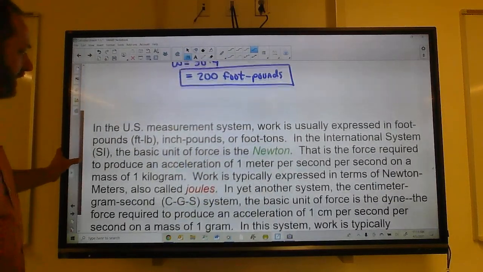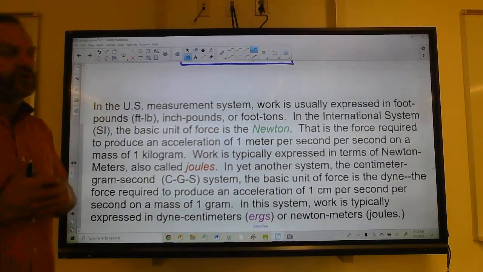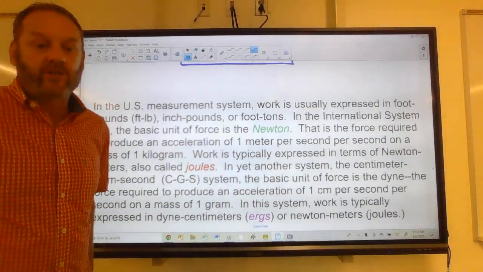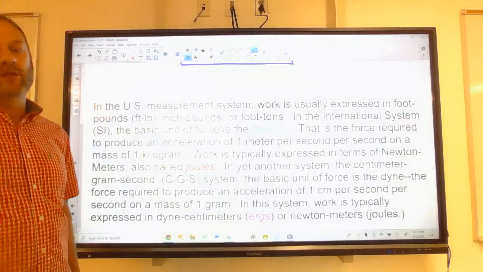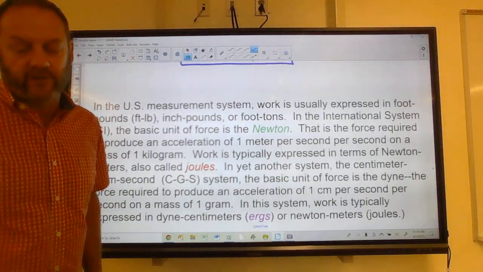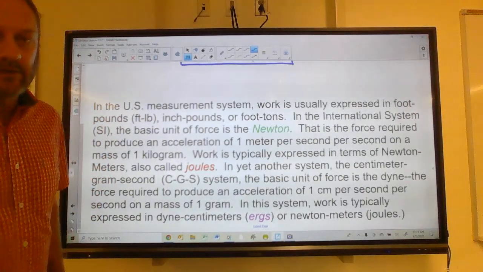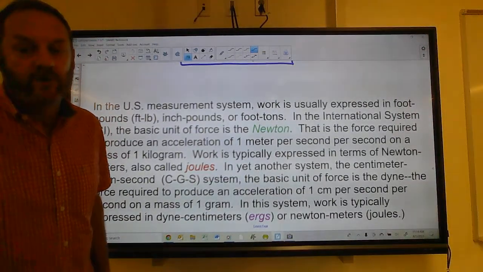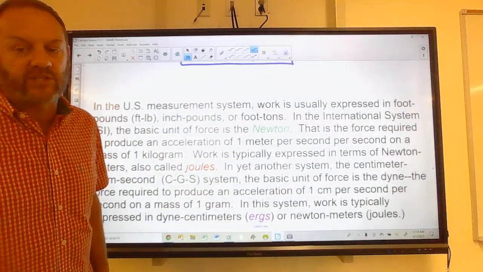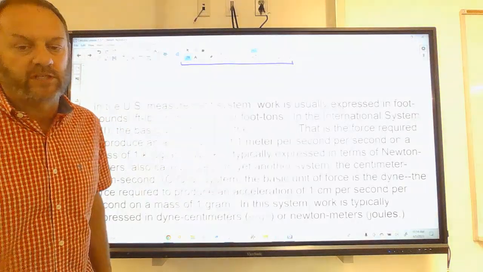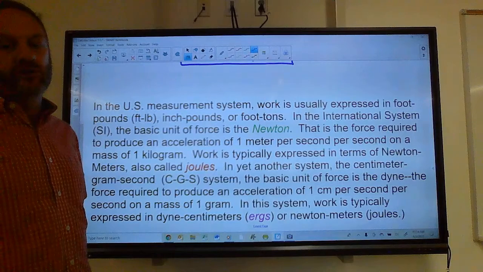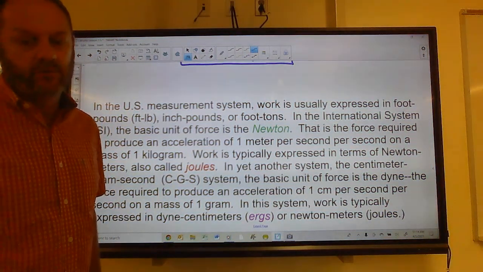Okay. In the U.S. measurement system, work is usually expressed in foot-pounds, inch-pounds, or foot-tons. In the international system, the basic unit is the newton. So if you're in physics, you've probably heard of newtons. That is the force required to produce an acceleration of 1 meter per second squared on a mass of 1 kilogram. Work is typically expressed in terms of newton-meters called joules.